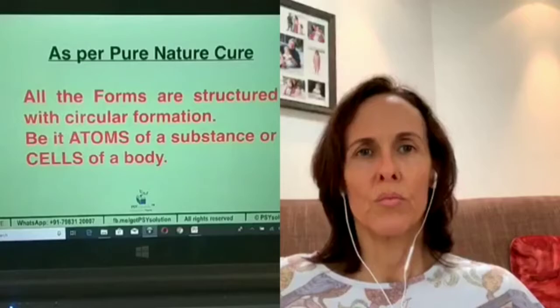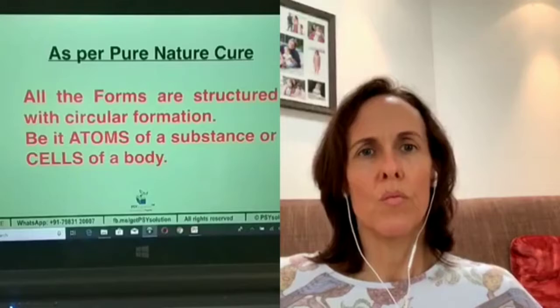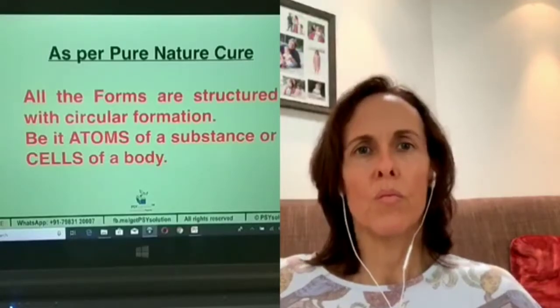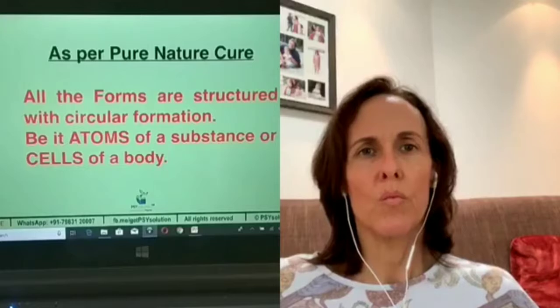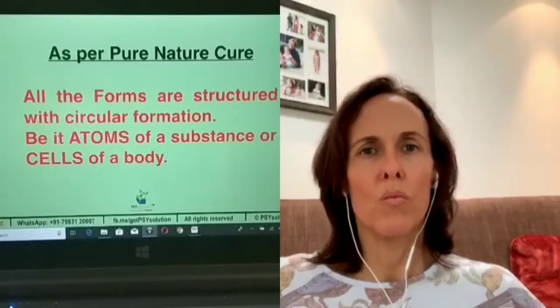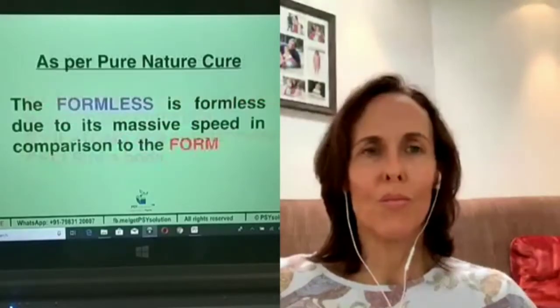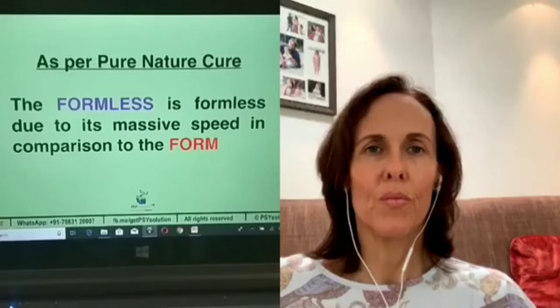So with that understanding, we can conclude that what pure nature cure is saying is that all the forms are structured with circular formation, be it atoms of the substance or cells of the body. This is a very important understanding, because we know the atoms are circular in shape and the cells are also circular in shape, and that is very much correlated with the understanding of pure nature cure, the circular formation of the forms. So here we can conclude that the formless is formless due to its massive speed in comparison to the form.